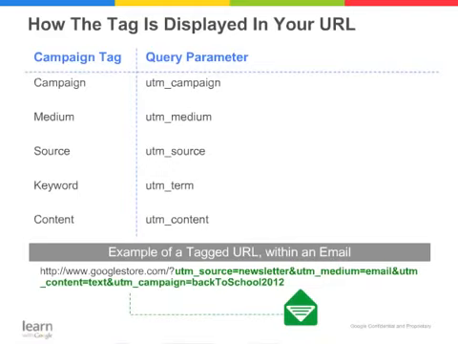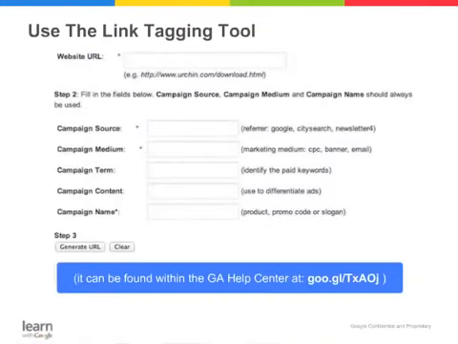Now, don't worry, we actually have a tool that you can use to do this. This is in our Help Center. There's a shortened link here that you can see at the bottom of the screen so that you can go and use this. But if you look at this form here, up top you have a field where you can put in your website URL. That's the page where you want the person to land. And then you have all of the other things that we just talked about, source, medium, campaign name. Literally, you type in the words that you want to appear in your Google Analytics reports. Type in the name of your campaign. Type in the medium.